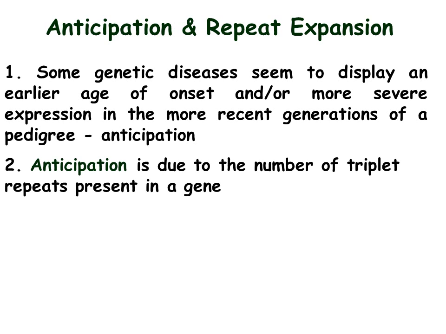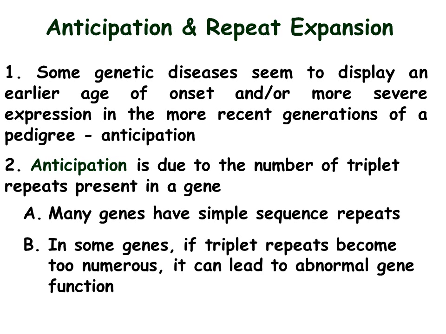Well, what's going on? Anticipation's really just meaning that there's an increase in the number of these little triplet repeats that are present in a gene, usually before the gene. And many of these genes have these simple sequence repeats. In fact, in some genes, if the repeats become too numerous, it can inactivate the gene or give it an abnormal function.